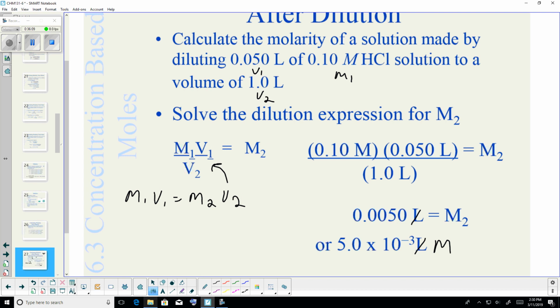So if you had like 1 quart of a 10% ammonia solution and you wanted to make a 5% ammonia solution, how much water would you add to it? 1 quart. So you'd have 2 quarts times 5% is equal to 1 quart times 10%.